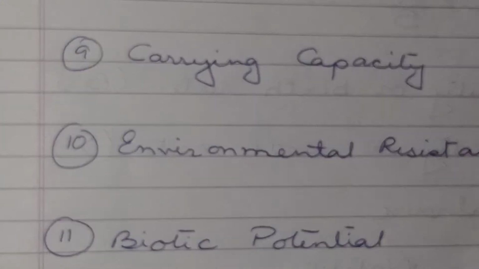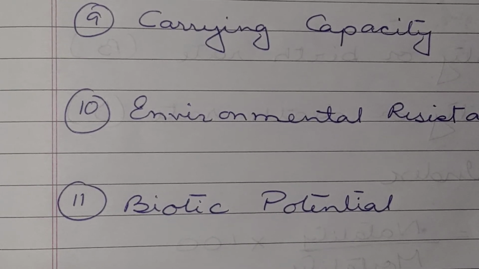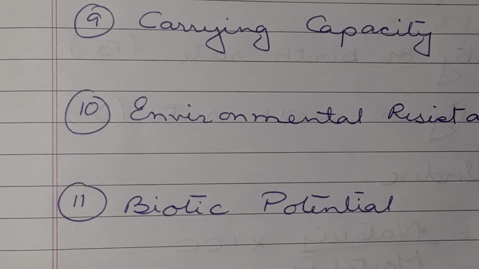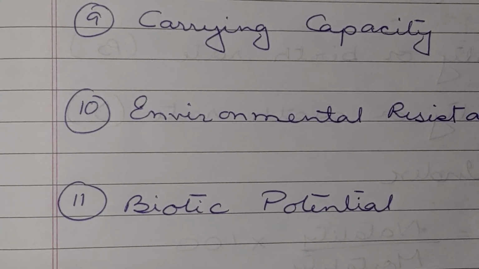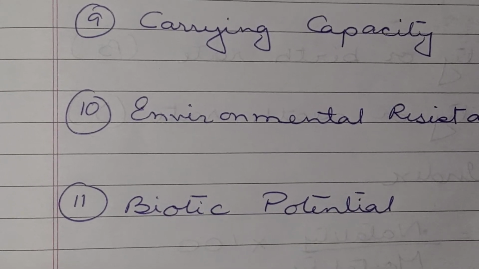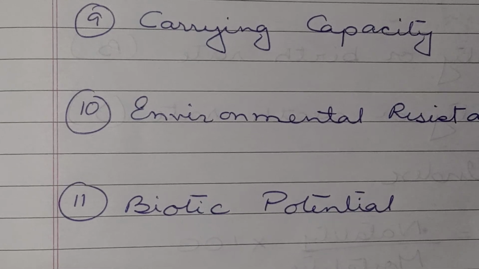Then next is the biotic potential. Biotic potential means the maximum potential of natality or birth rate which can be achieved when the environmental resources are not limiting. That means no checks are there, so continuously the population will go on increasing, and that is known as the biotic potential.